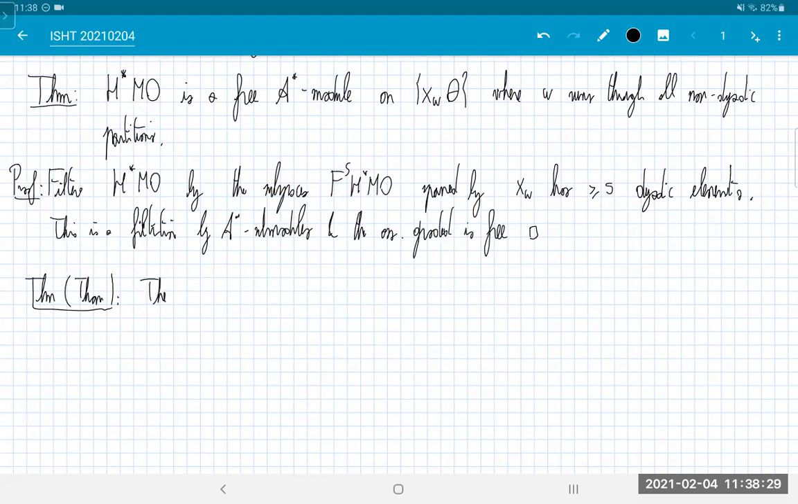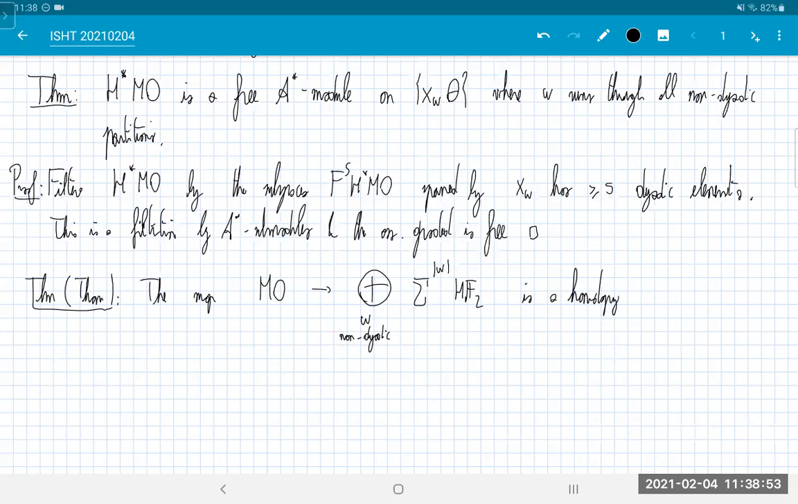The map from MO to the sum, the degree HF2, where omega runs on non-dyadic, is a homotopy equivalence. And this is just the sum of these maps.